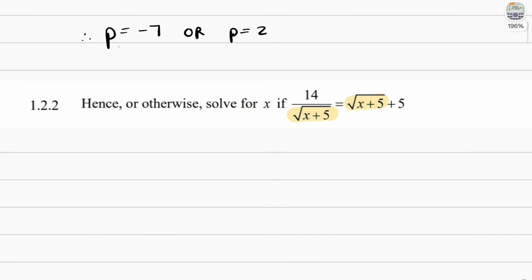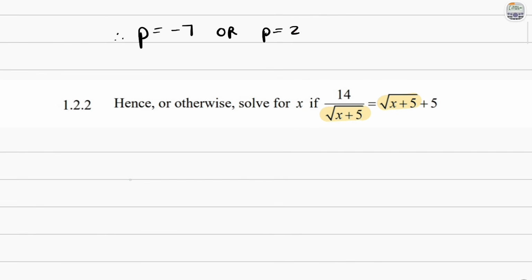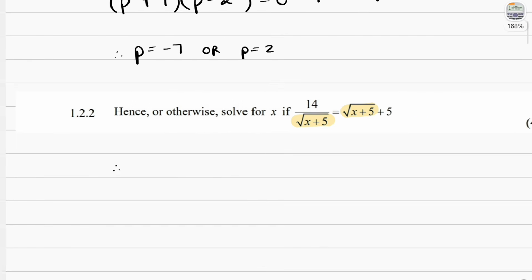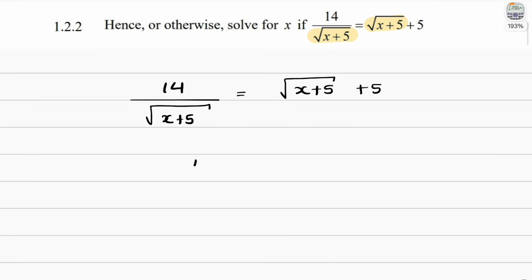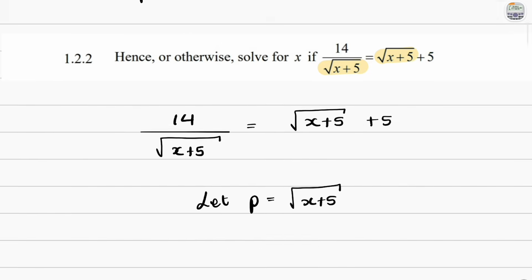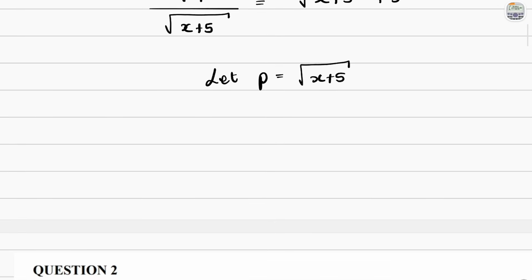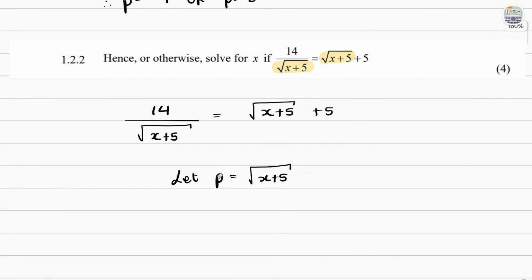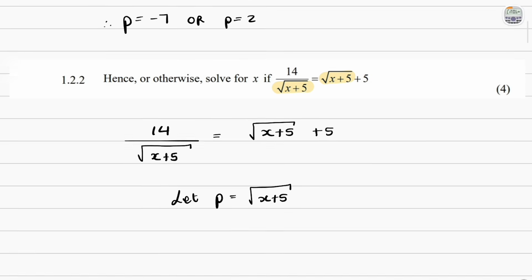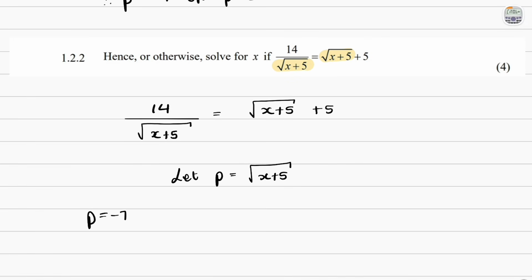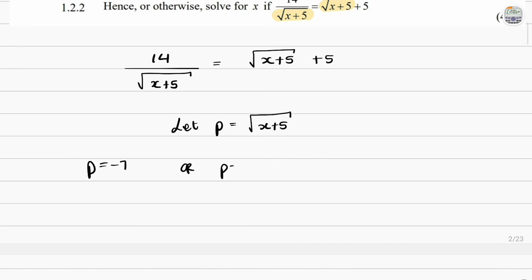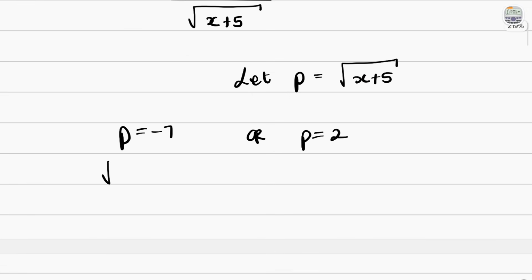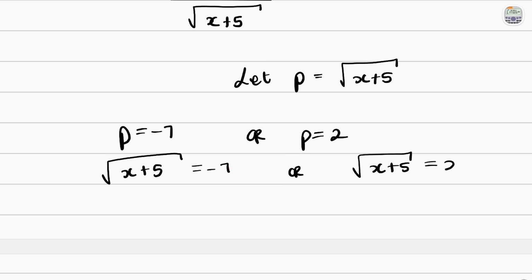So since this simplified to p equals negative 7 or 2, let's just rewrite this. We can simply say, okay, how about we let p equal the square root of x plus 5. And from the above equation, we were able to solve for this. So we can therefore say that in place of p, we substitute the square root of x plus 5. You see how we knew that p was equal to negative 7 or p was equal to 2. We're just going to substitute. So in place of p, we'll say the square root of x plus 5 is equal to negative 7, or the square root of x plus 5 is equal to 2.